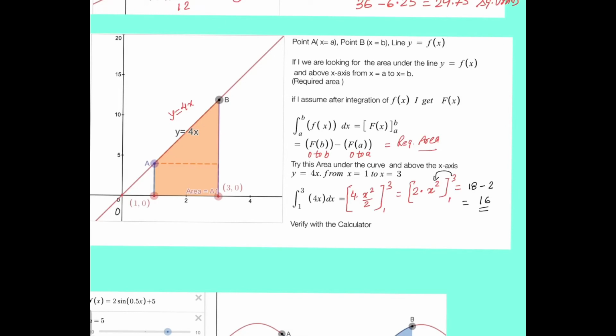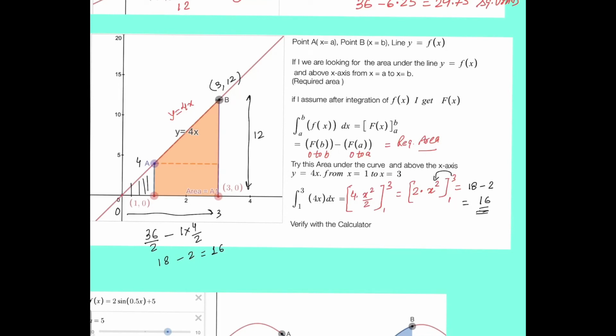So you can see the triangle is from 0 to 3, and the height is 4 times 3, which is 12 basically. So 3 and 12 is that point B. So the height is 12, so 12 times 3 is 36. And if you remove the first part from the rectangle, if you do the triangle, then you divide by 2. So for the small triangle, the width is 1 and the height is 4, which is 18 minus 2, and it's 16. Verified.